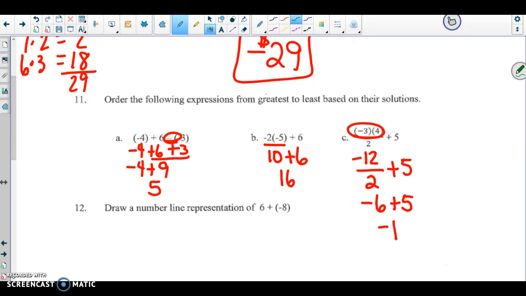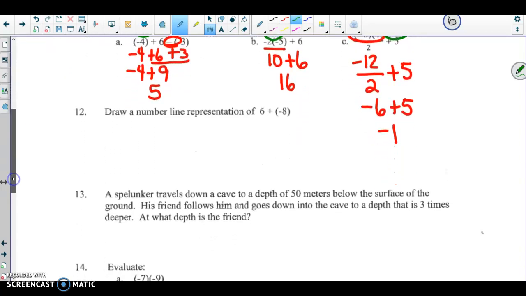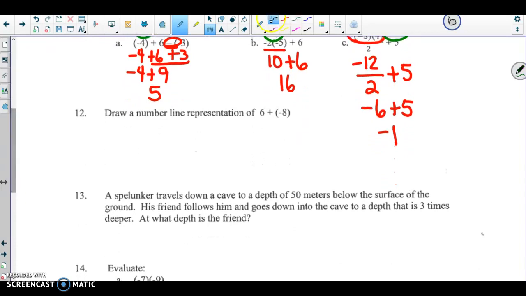So if I put them in order from greatest to least, this would be our first value. It's our largest, followed by the 5 being our second value, and then last would be the smallest number, which is negative 1. All right, number 12, draw a number line representation of 6 plus negative 8.